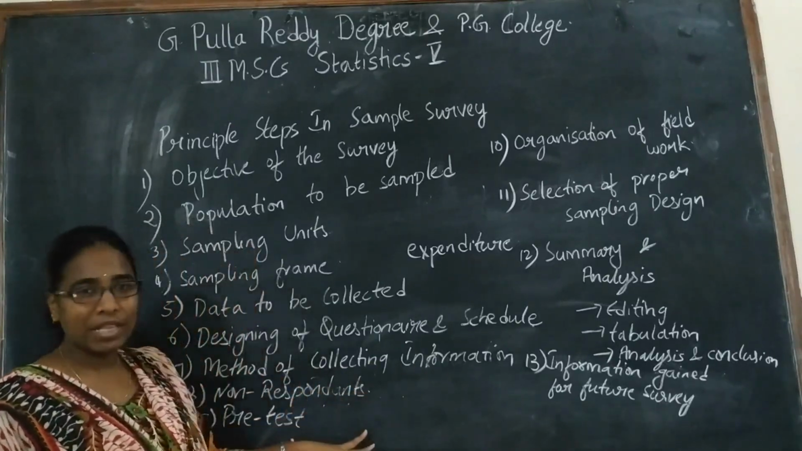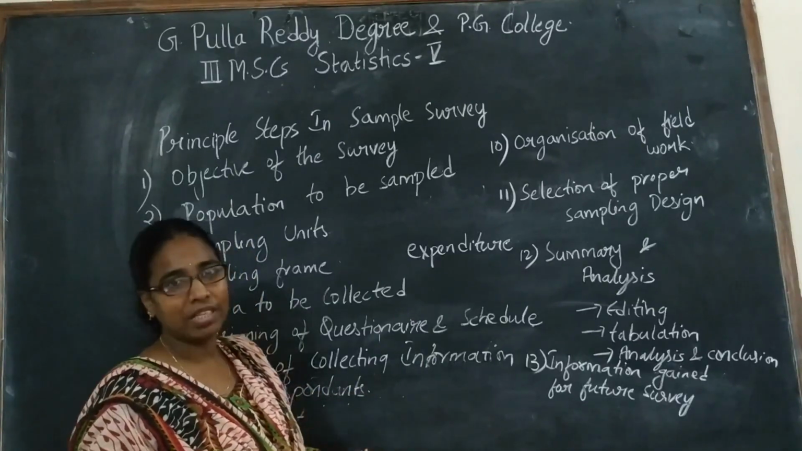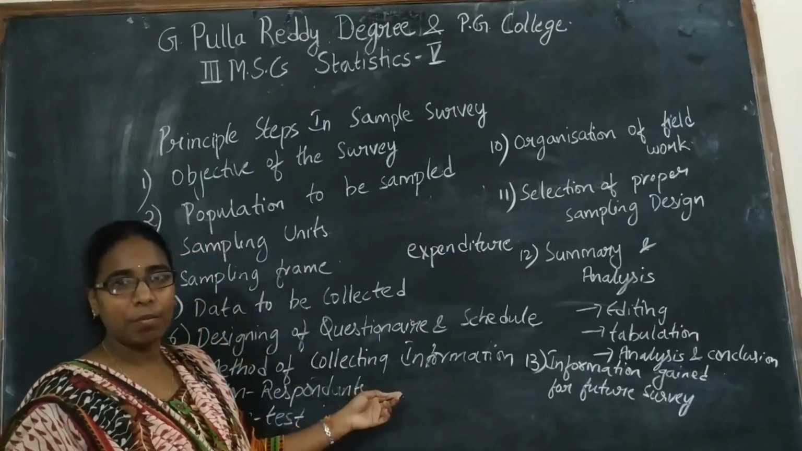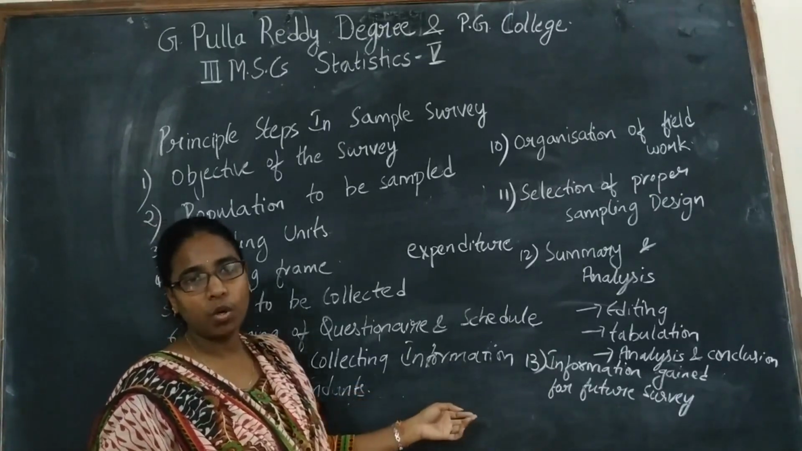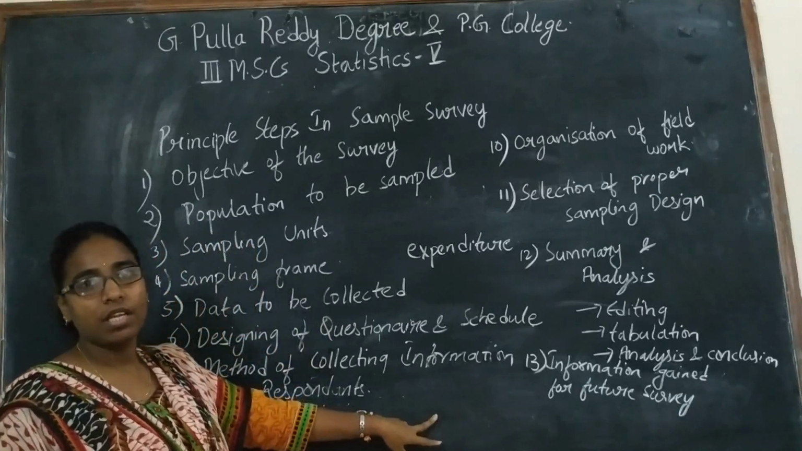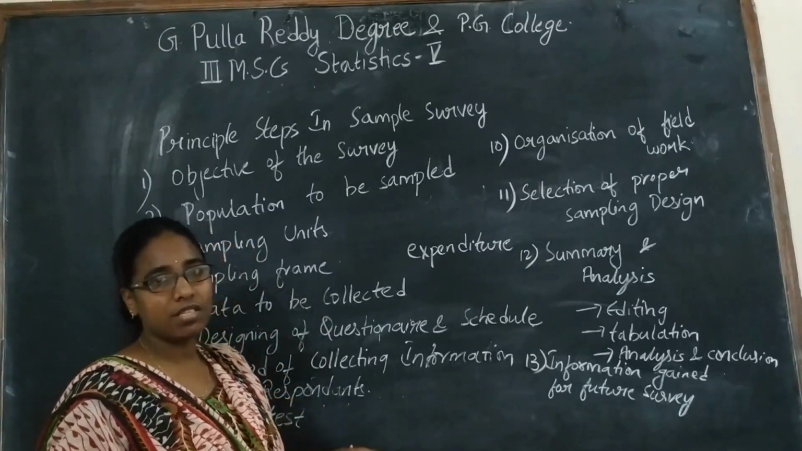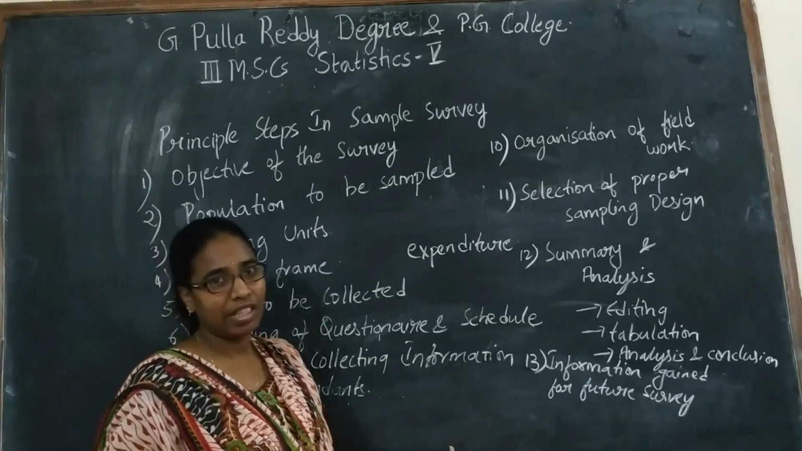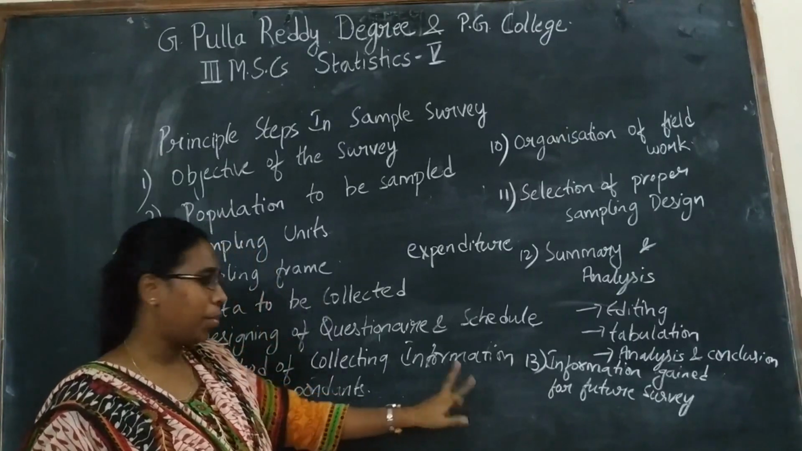There are two methods. First one is the interview method. Second one is the mailed questionnaire method. Interview method is directly person to person, one-on-one. The enumerator will go to the respondent and record the answers. In the mailed questionnaire, the questionnaire is sent by mail, and the main drawback of this is that an uneducated person cannot fill in the questionnaire. So mostly the interview method is preferable.